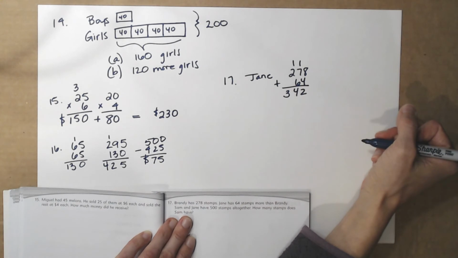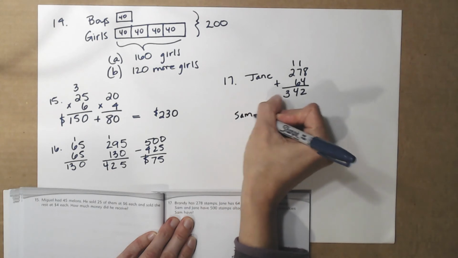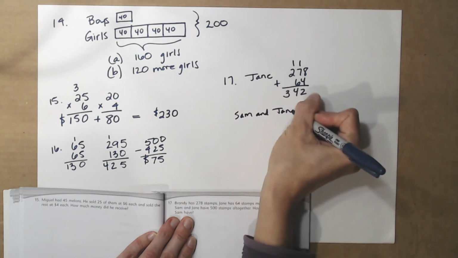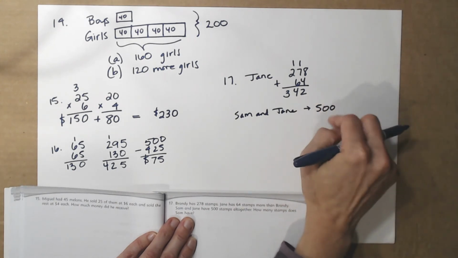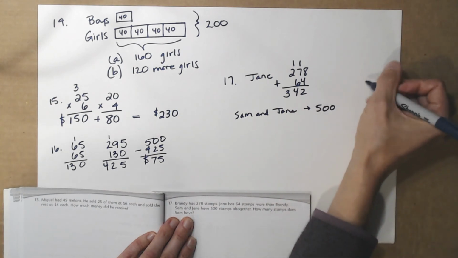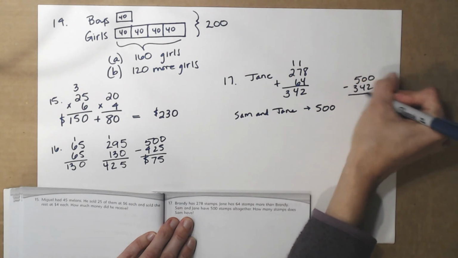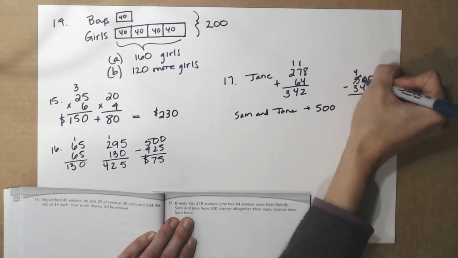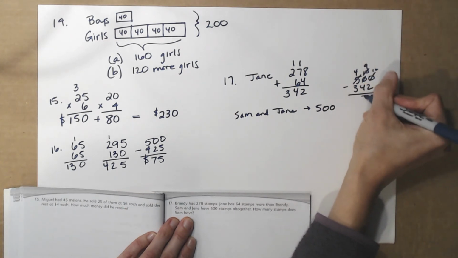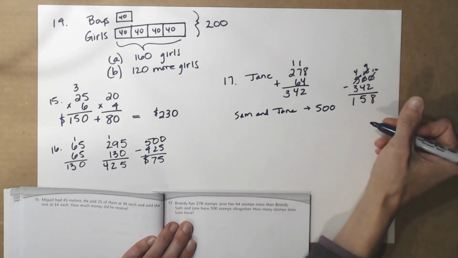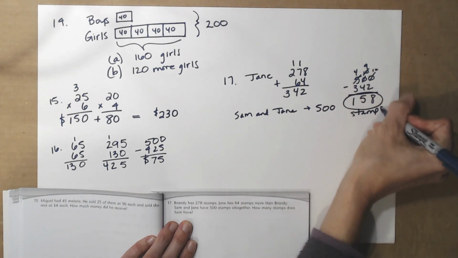And then it says Sam and Jane have 500 altogether. So Sam and Jane have 500 and Jane has 342, to find Sam we just subtract 500 minus 342. So we get, let's see here, 158 stamps. These are the stamps that Sam has.